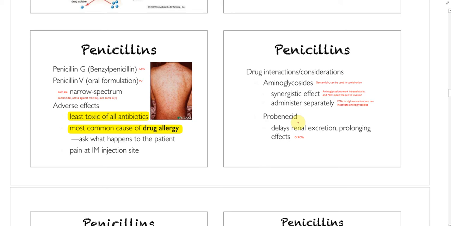Probenecid, I don't remember what this is, but giving probenecid with penicillins can delay the renal excretion of penicillins, which can make them have a prolonged effect and can reach potentially toxic levels of penicillin.